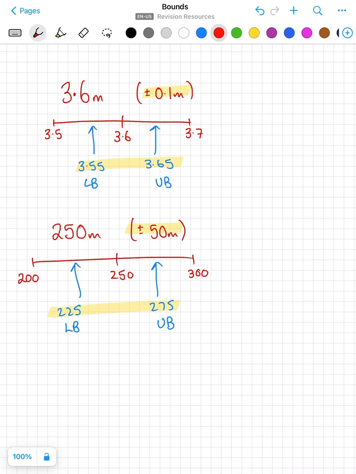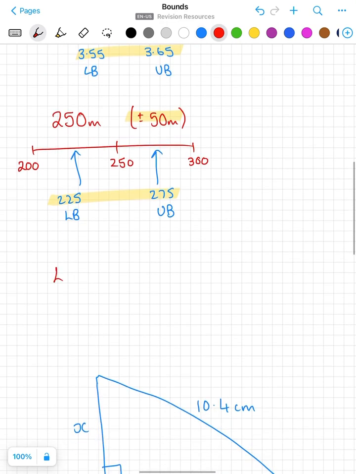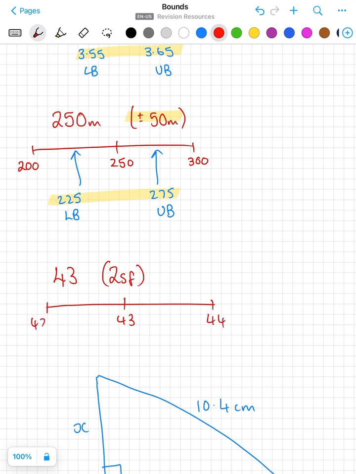If we were to look at the bounds of 43, which is rounded to the nearest two significant figures, again, we use our scale. The next number to two significant figures is 44, the previous is 42. We go between these two, 42.5 and 43.5 for our lower bound and our upper bound.